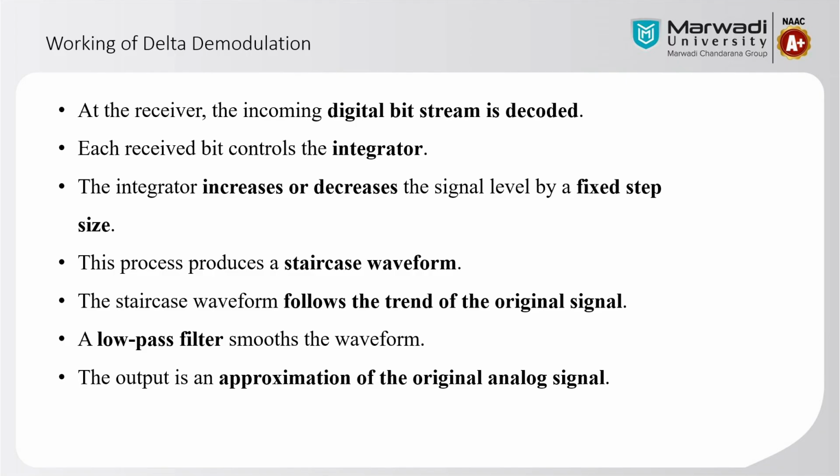Next is the working of delta demodulation. At the receiver, the incoming digital bit stream is first decoded. Each bit then controls the integrator circuit. If the bit is 1, the integrator increases the signal level. If the bit is 0, it decreases the level. This produces a staircase waveform that follows the trend of the original signal. However, the staircase waveform is not smooth, so a low pass filter is used to smooth it and remove high frequency components. The final output is an approximation of the original analog signal.